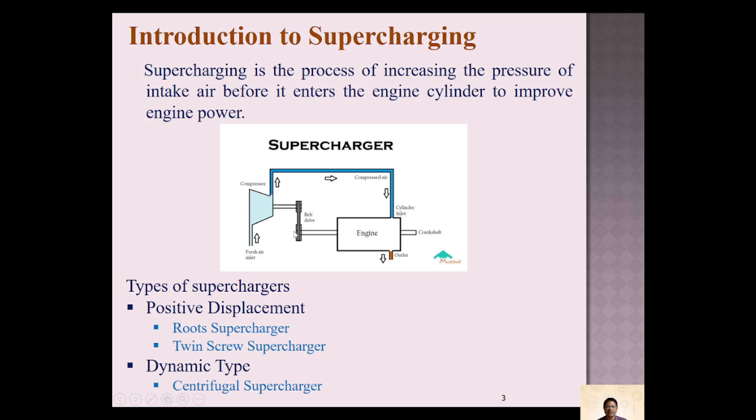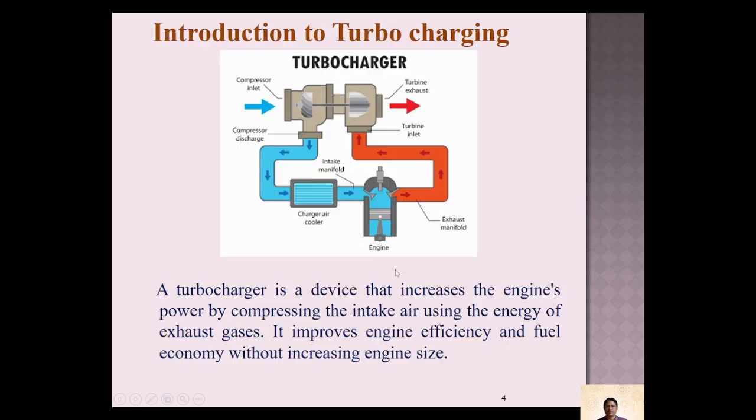There is a shaft that drives a belt, and through the belt the compressor receives the power. The compressor intakes the air from the atmosphere and compresses it. With high pressure it supplies the air to the cylinder inlet. This is how it functions. Different superchargers are there: the positive displacement root supercharger, the twin screw supercharger, and the dynamic type centrifugal supercharger.